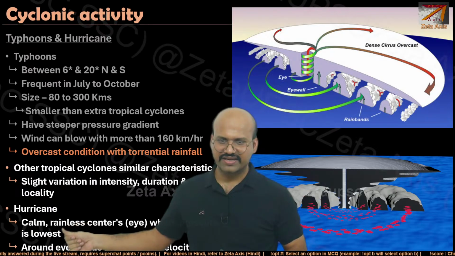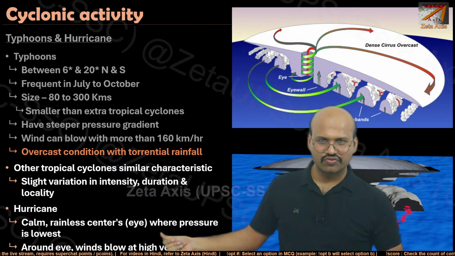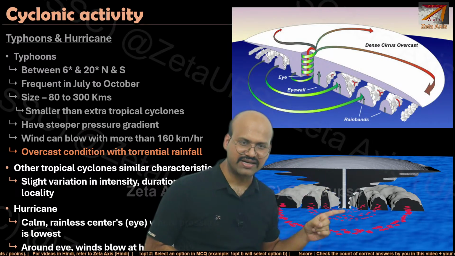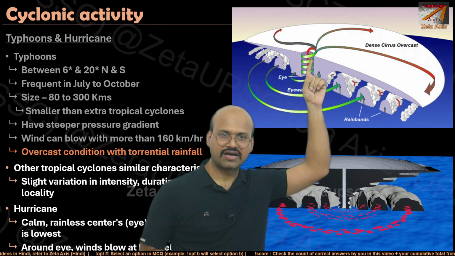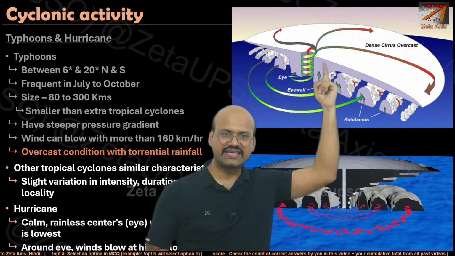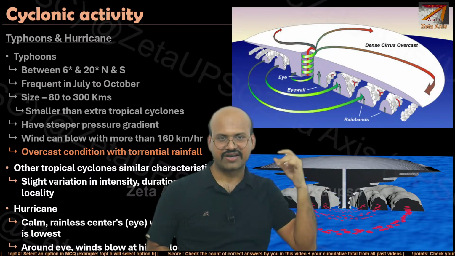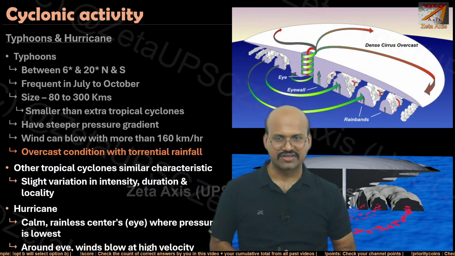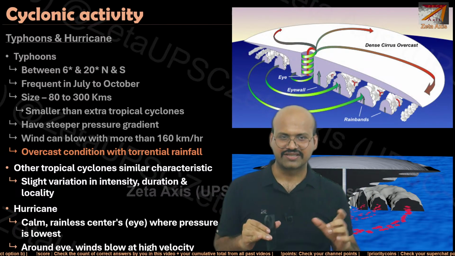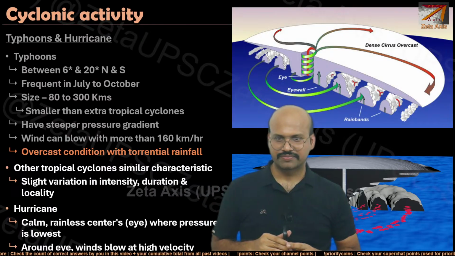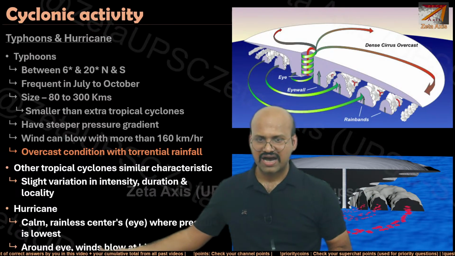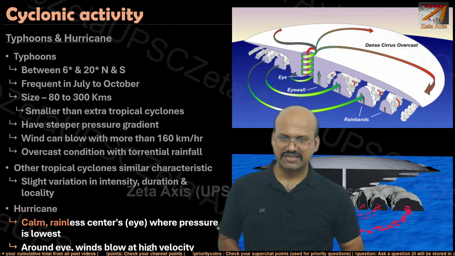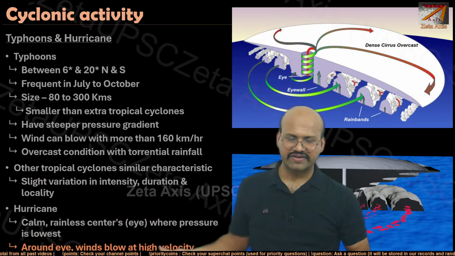It is said that in hurricanes there is a calm, rainless center, the eye, which is true for the tropical cyclone and typhoon also. So here you can see this is the central region in both of these. Inside this green region you will see there is this vacant column. This is called the eye, where the air is not moving with very high velocity. It is moving with very little velocity in the eye of the cyclone. Around the eye, winds blow at high velocity. Just around the eye, the winds are blowing at very high velocity.